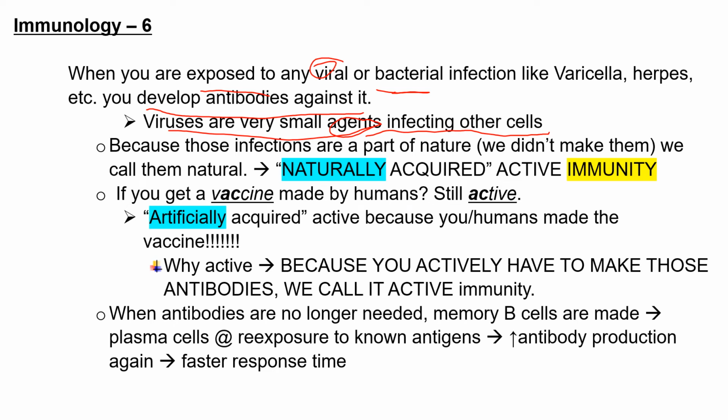Because viruses and bacteria are a part of nature, we didn't make those viruses, we didn't make those bacteria. We call those infections natural infections. We also call immunity that we acquire due to those infections naturally acquired immunity, natural acquired active immunity.